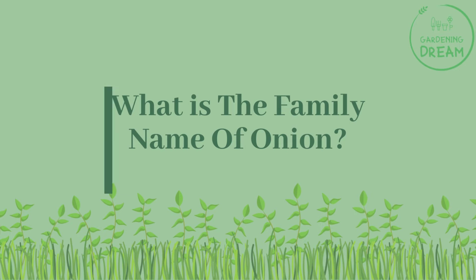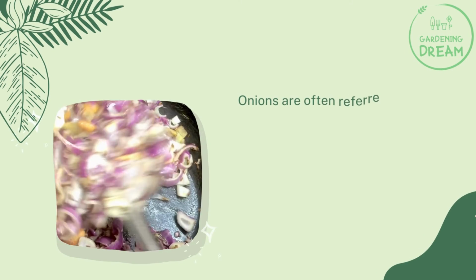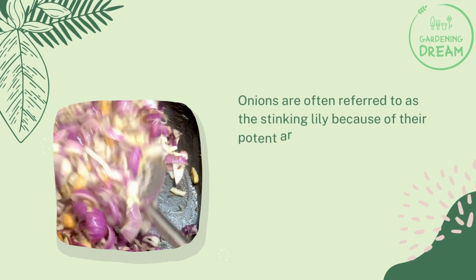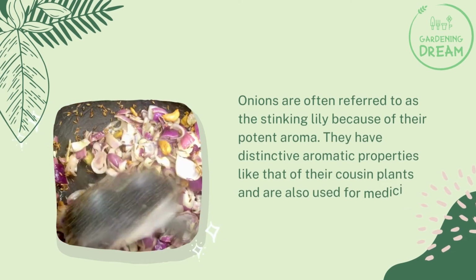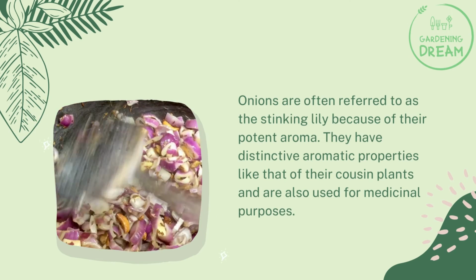What is the family name of onion? Onions are often referred to as the stinking lily because of their potent aroma. They have distinctive aromatic properties like that of their cousin plants and are also used for medicinal purposes.